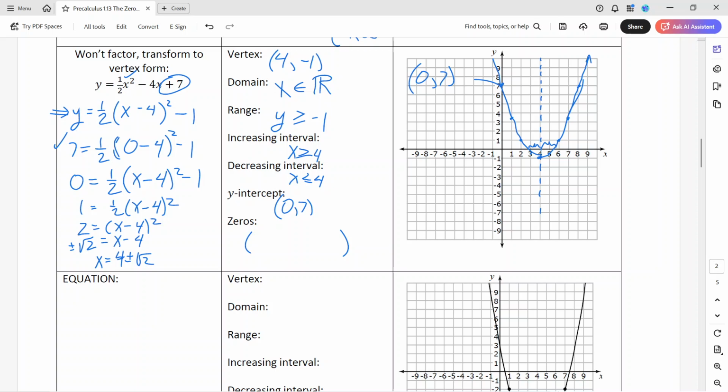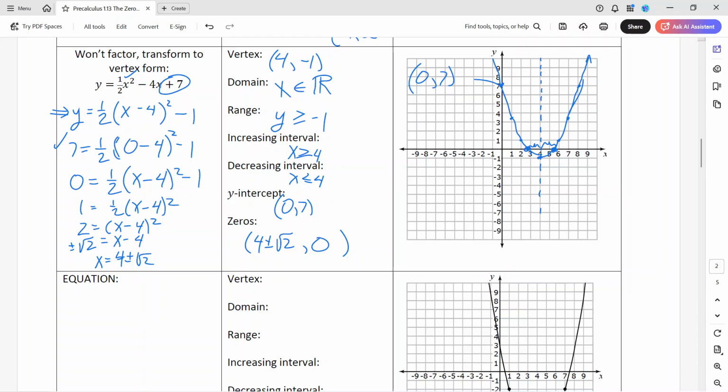And when I list them as points, you get to be kind of quick and easy, and you have to realize that that's actually two separate points. 4 plus the square root of 2, 0, is this right-hand intercept point. 4 minus the square root of 2 is this left-hand intercept point.